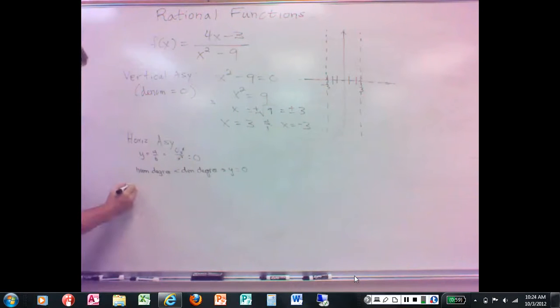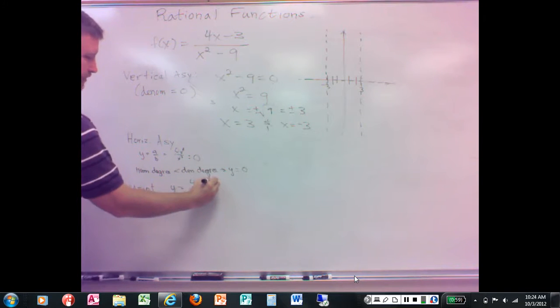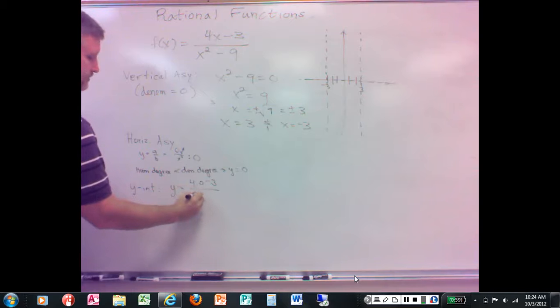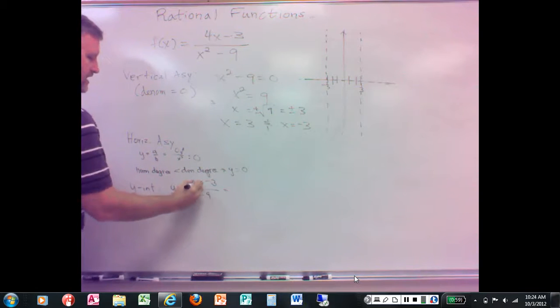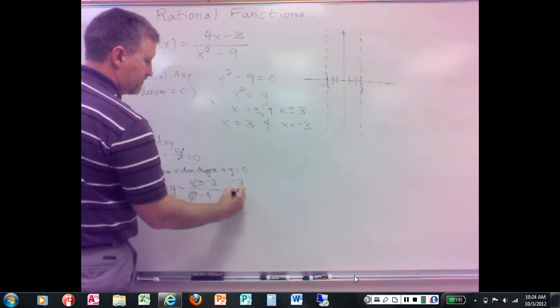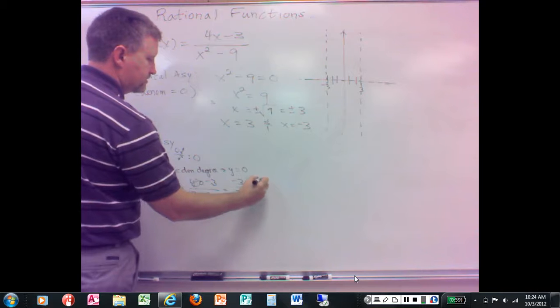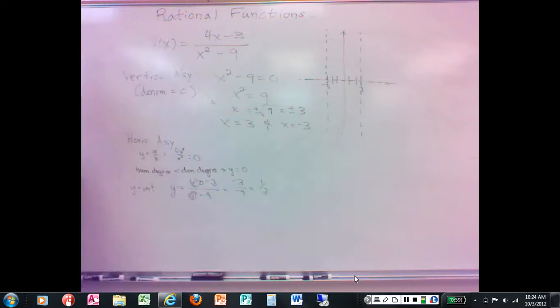All right, let's do the intercepts. For the y-intercept, set x to be 0. 4 times 0 minus 3 over 0 squared minus 9. Hey, that's negative 3 divided by negative 9, which reduces to positive 1/3. Positive 1/3 is the y-intercept.